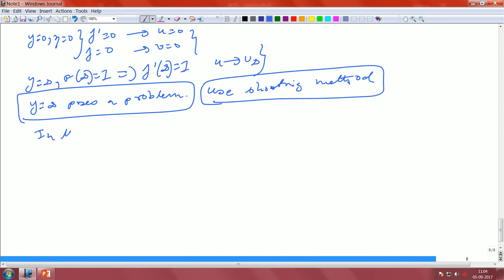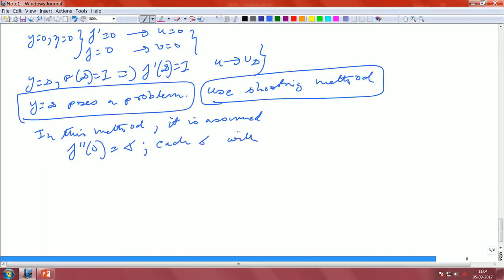Okay, in this method what we do, it is assumed that f double prime 0 is equal to sigma, okay, and this is not gamma though, this is sigma, where each sigma will yield f prime eta as eta goes to infinity. Okay, so, this sigma is chosen such that in the limit eta goes to infinity, f prime becomes equal to 1, right. So, that is how we choose, okay, in this limit.